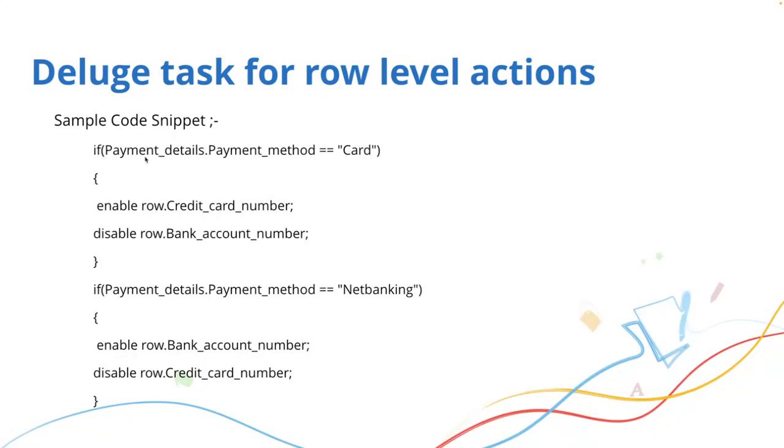If in payment detail my payment method is equal to card, then I need to enable the credit card number and disable the bank account number, of course, because I'm going to use the card. When I'm going to use the card field, I don't want my bank account number field to be enabled. How about I simply get it disabled by using the if and else functions? We can do this specifically in the case of subforms as well. So if the payment method is equal to net banking, then this time I need to enable the bank account number and simply disable the credit card number, right?